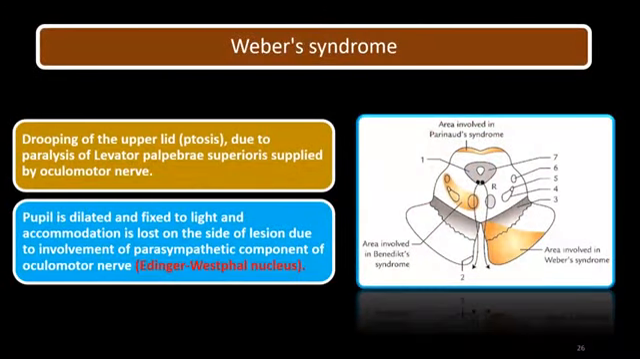In addition to these symptoms following Weber syndrome, there's going to be drooping of the upper eyelid. This is called ptosis. This is due to paralysis of levator palpebrae superioris, which is also supplied by oculomotor nerve that's affected in this syndrome. The pupil is also dilated and fixed to light, and accommodation is lost on the site of lesion. This is because we have Edinger-Westphal fiber running as part of the oculomotor nerve that is also affected along this area. That's also part of the area affected in this syndrome.